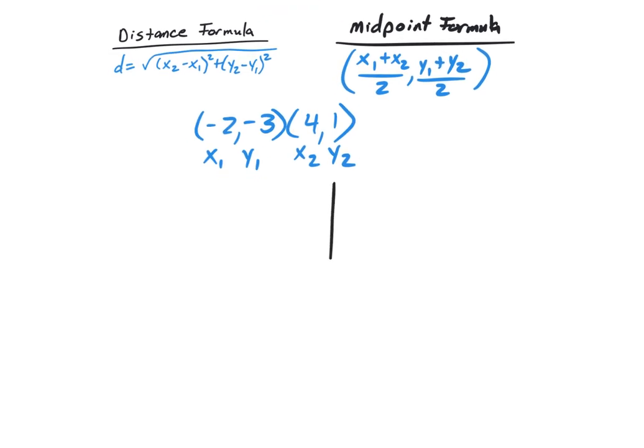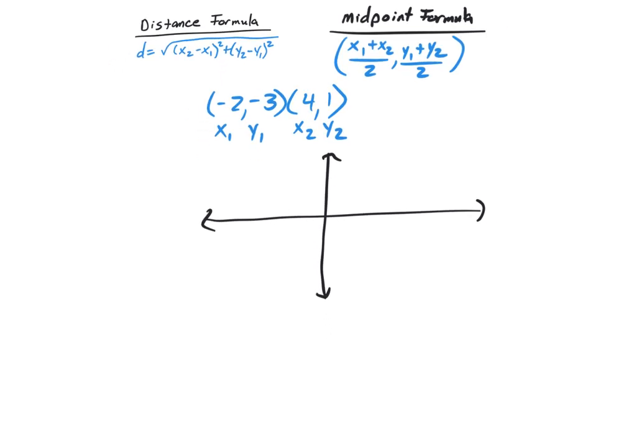But I want to show you, and you don't necessarily have to graph this, but just visually I want you to understand kind of what's going on here. So I'm going to graph this here. -2, -3 means we're going to move left 2, down 3. 4, 1 means we move right 4 and up 1. So those are our 2 points. And I'm going to connect those two together, and we're going to have a segment.